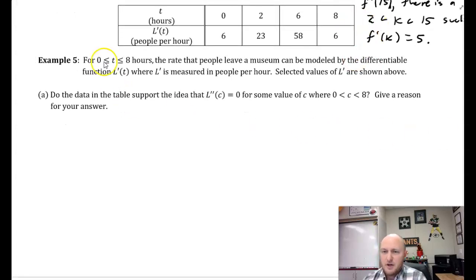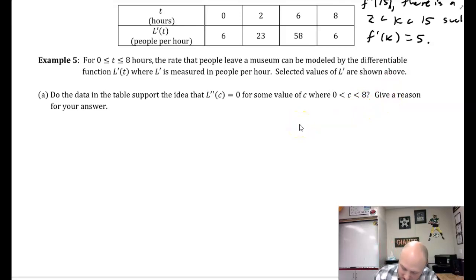Example number 5. For 0 is less than or equal to t, which is less than or equal to 8 hours, the rate that people leave a museum can be modeled by the differentiable function L prime of t, where L prime is measured in people per hour. Selected values of L prime are shown above. A. Do the data in the table support the idea that L double prime of C is equal to 0 for some value of C where 0 is less than C, which is less than 8? Give a reason for your answer.